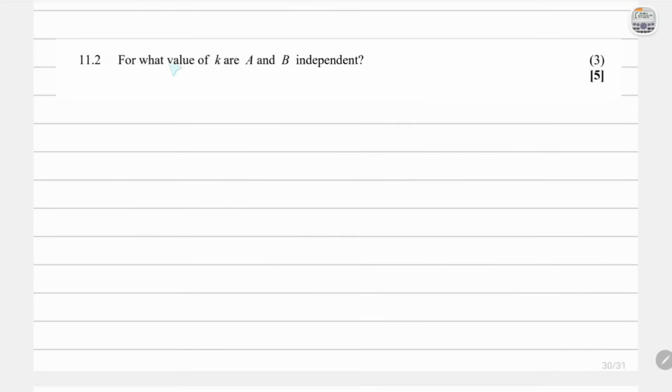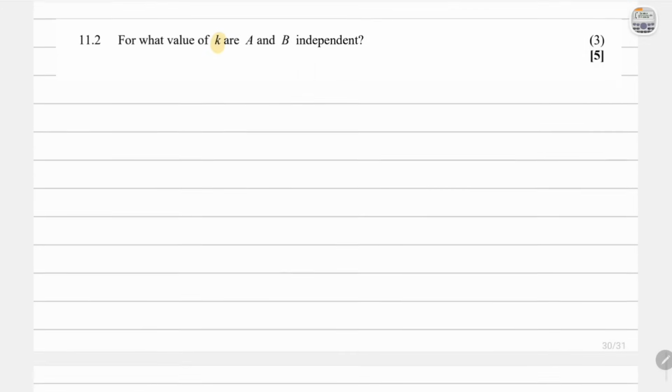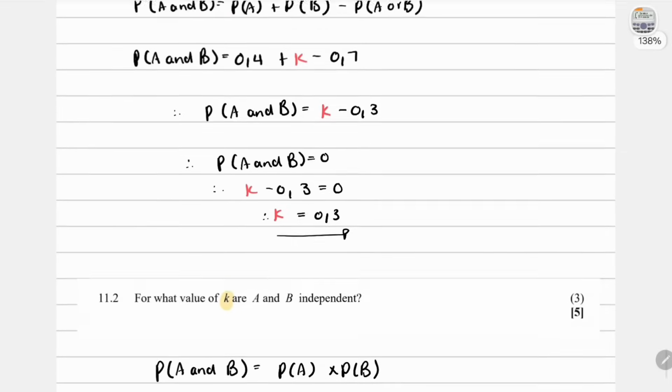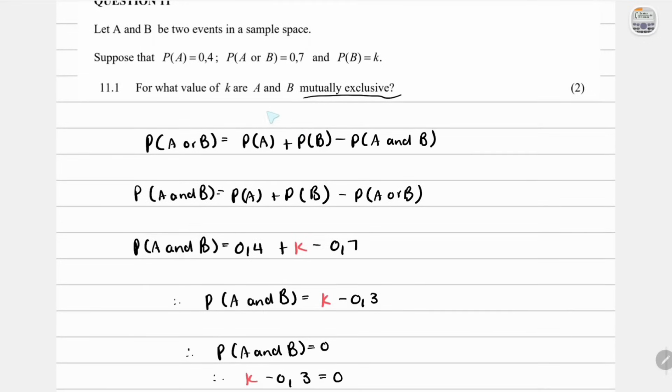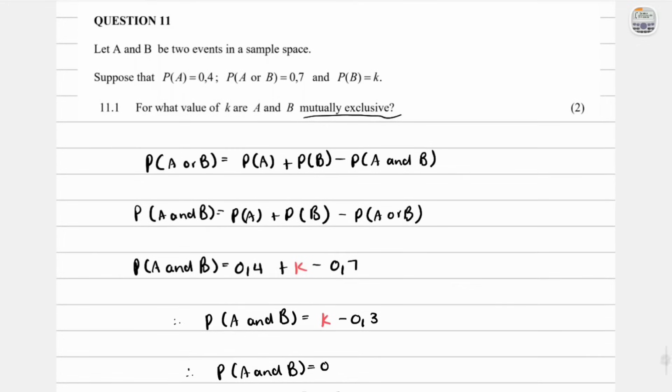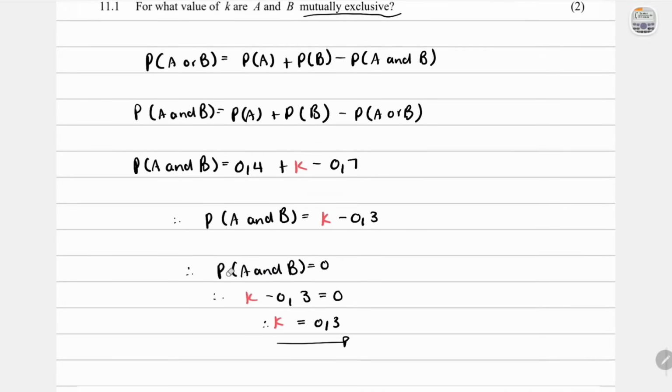Question 11.2 says, for what value of K are A and B independent? Okay, so we know that for independent events, the probability of A and B should be equal to the probability of A multiplied by the probability of B. Okay, so looking at the previous question, there we had to find out for what value of K they would be mutually exclusive. And here we're trying to find out for what value of K they will be independent. Notice that they cannot be both at the same time, because if they are mutually exclusive, then it means that the probability of A and B is equal to 0.